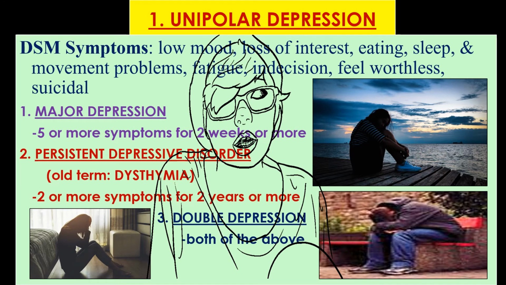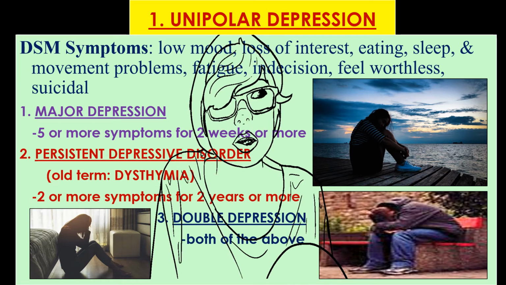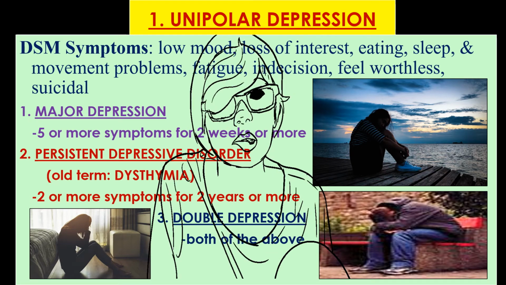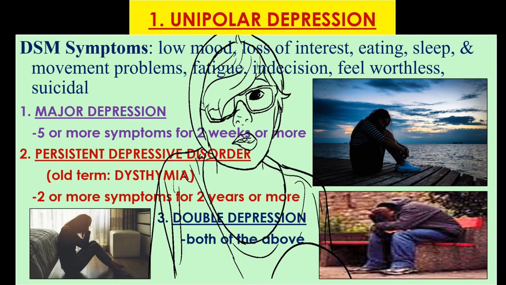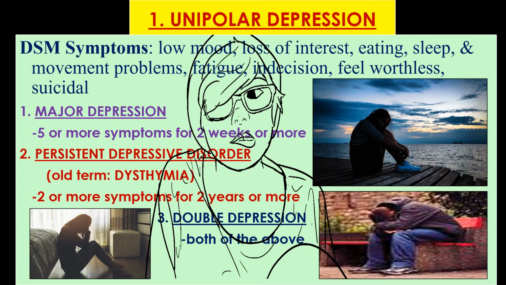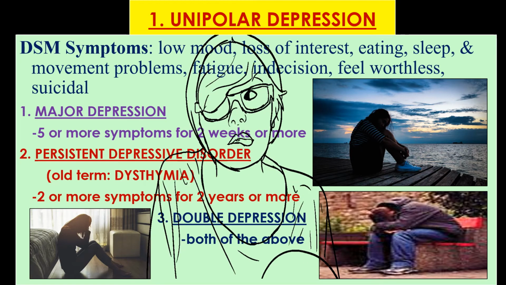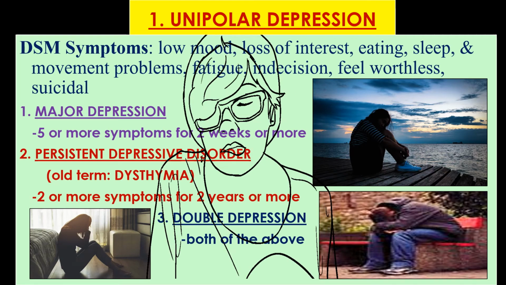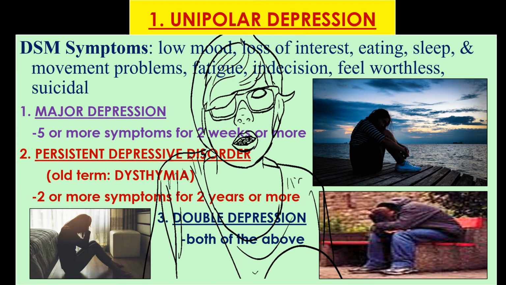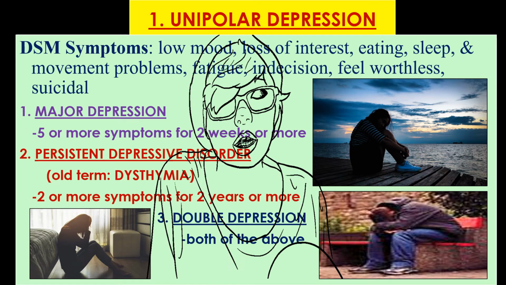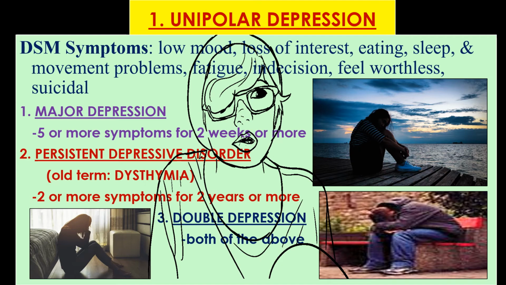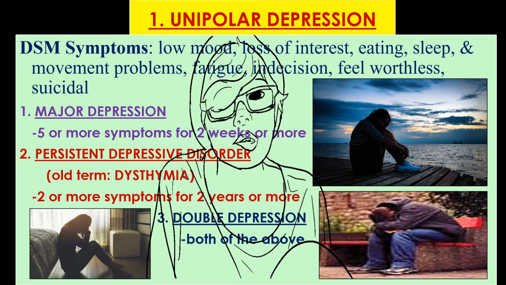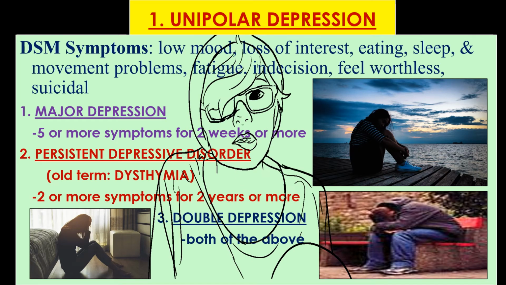In the DSM, the official book for diagnosing mental disorders, if we look up depressive disorders, what I'm calling unipolar depression, we find 9 symptoms listed: a low mood, a loss of interest in things, eating problems, sleep problems, movement problems, fatigue, inability to make decisions, feeling worthless or guilty, and suicidal thoughts or suicide attempts. If a person has 5 or more of these symptoms for 2 weeks or more, the diagnosis is major depression. If there are 2 or more symptoms that go on for a long time, sort of lifelong, this is called persistent depressive disorder. And if you have both, a lot of symptoms for a long time, that is called double depression.